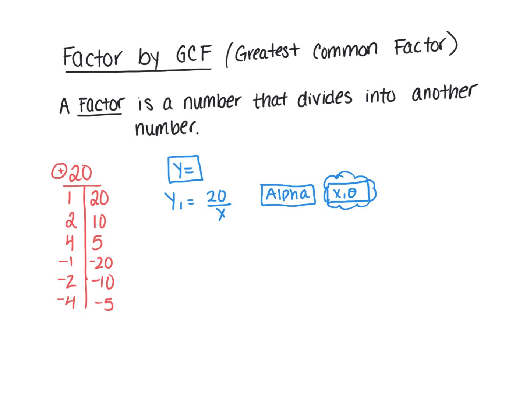Once you do that, you're going to click the table of values. Now, to do that, you have to hit second, and then graph. And this will give us the table of values. So step 1, click Y equals. Step 2, type in 20 divided by X. And step 3, hit second, graph. And this should in fact give you this exact table. You may need to use the cursor arrows up and down, but you should be able to see all of these factors. All right, so these are your calculator steps to find factors.